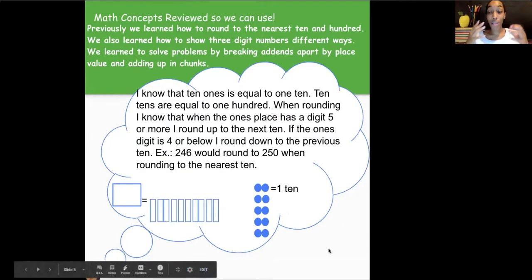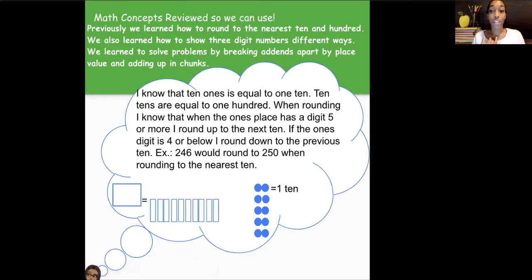Okay, so let's think about the previous concepts that we learned in this unit. We learned how to round to the nearest 10 and 100. We learned how to show 3-digit numbers, the value, different ways. And we learned how to solve problems by breaking numbers apart by place value and adding up in chunks. So as we think about those, we can visualize 100s, 10s, and 1s. 100 equals 10 tens. 10 ones equals 1 ten. Keeping that in mind, I understand the value of my numbers whenever I look at them.